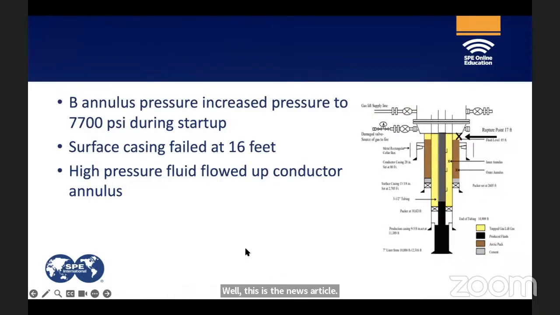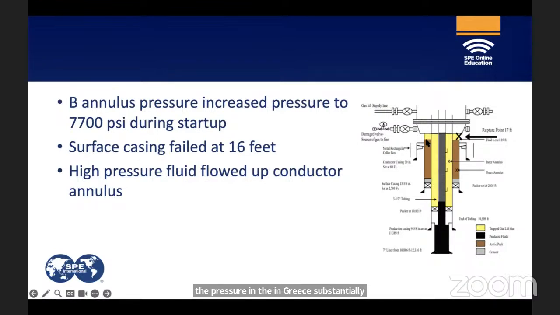What happened in this particular well was that the well was a gas lifted well. It had an annulus pressure. When the well was started up, the hot fluid was brought to the surface. Alaska is a very cold area, so the temperatures outside were very low. When the hot fluid was brought to the surface, the A annulus fluid got heated up, and the pressure in the A annulus increased substantially.